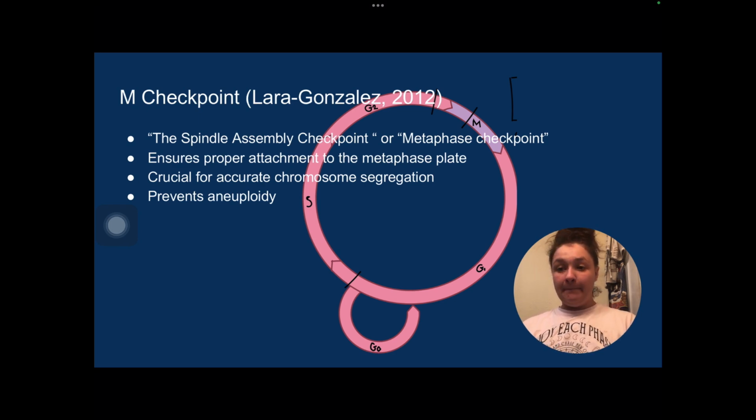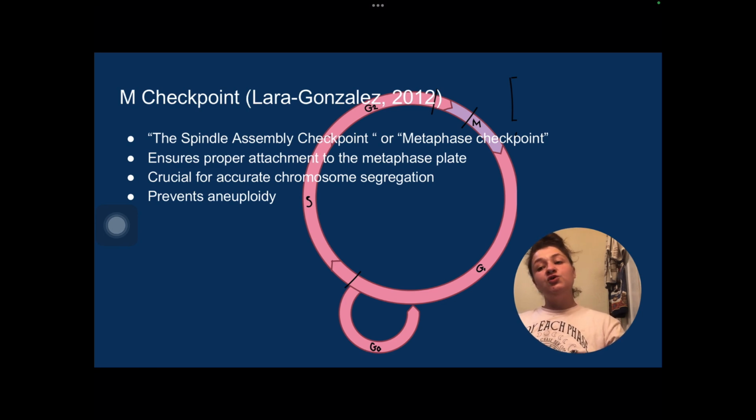The checkpoint prevents the premature separation of sister chromatids by inhibiting the activity of the anaphase promoting complex cyclosome, or APC/C, a key regulator of the cell cycle that triggers the transition from metaphase to anaphase. APC/C, when activated, ubiquitinates and targets proteins like securin and cyclin B for degradation, allowing the separation of sister chromatids and progression to anaphase. The M checkpoint inhibits APC/C until all chromosomes are correctly attached to the spindle.